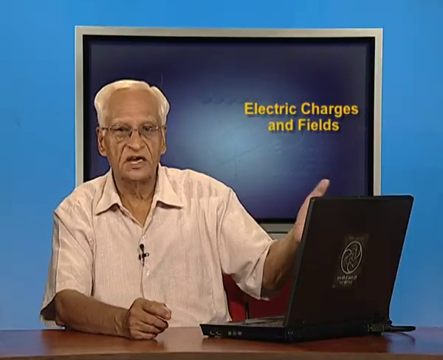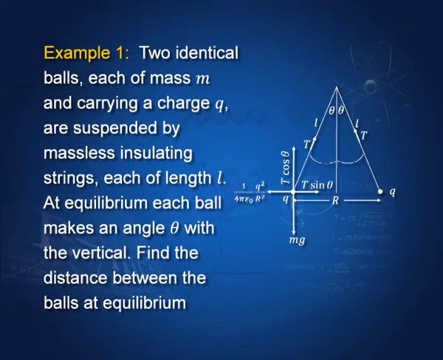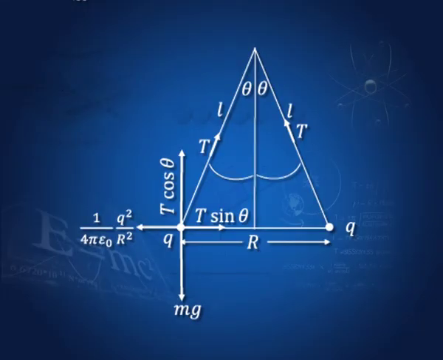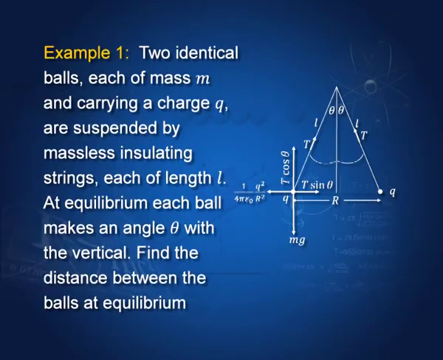Let us take an example just to fix the ideas. Two identical balls, each of mass m and carrying a charge q, are suspended by massless insulating strings, each of length L. You see, we suspend them by two strings, and since they repel each other, they settle at this position. At equilibrium, each ball makes an angle theta with the vertical, this angle theta. Find the distance between the balls at equilibrium. So, we have to find r.